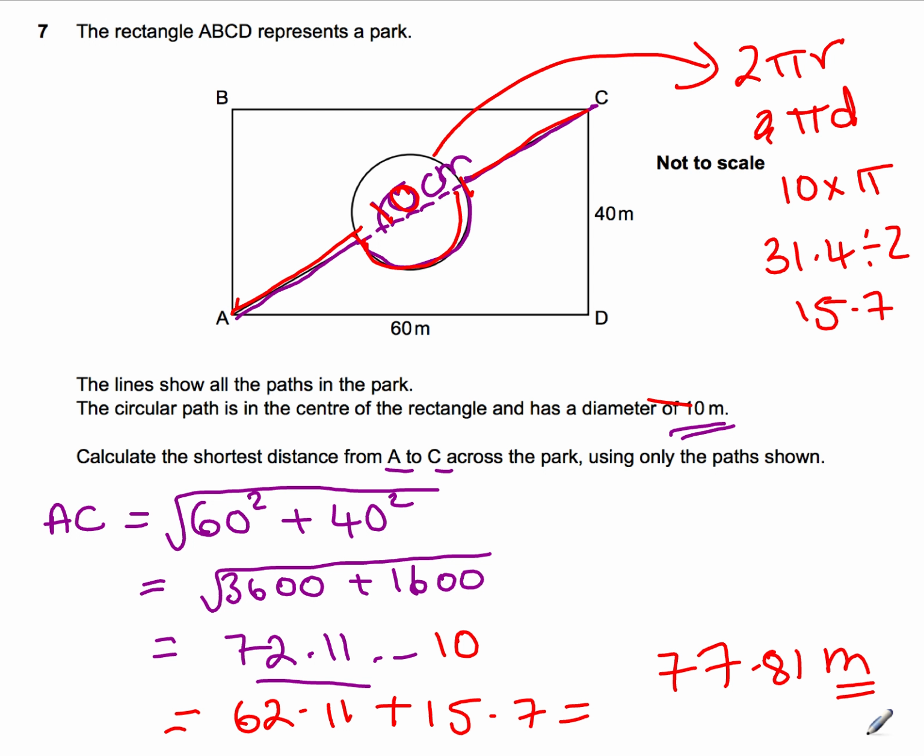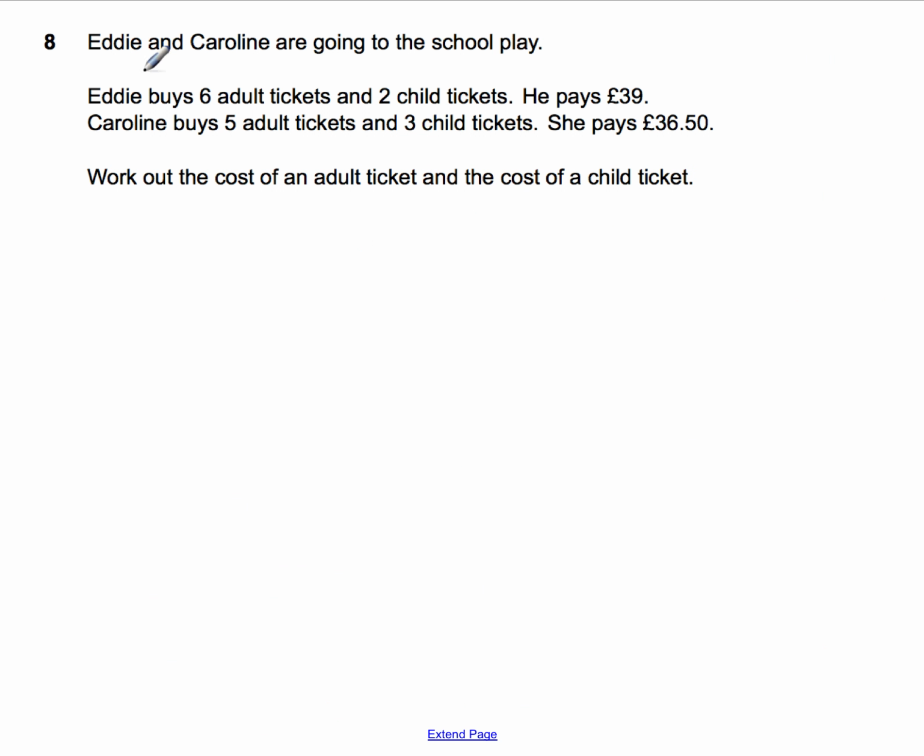Okay, so the very last question is not a complete paper, but just first focus on these 8 questions is this. Okay, so read the question. Eddie and Caroline are going to a school play. Eddie buys 6 tickets and 2 child tickets. He pays 39. So the question is working out the adult ticket and the cost of a child. What we have here is a set of simultaneous equations. Not sure if you've recognized them. So let's break this down into an equation.